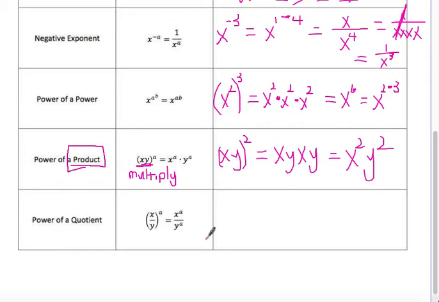And lastly, the power of a quotient. So this is a fraction being raised to an exponent. And then it says we can just apply the exponent individually to the numerator and denominator. Again, using an example exponent of 2. So that means x over y times itself. And when you multiply fractions, you just multiply straight across. So this is x squared divided by y squared.